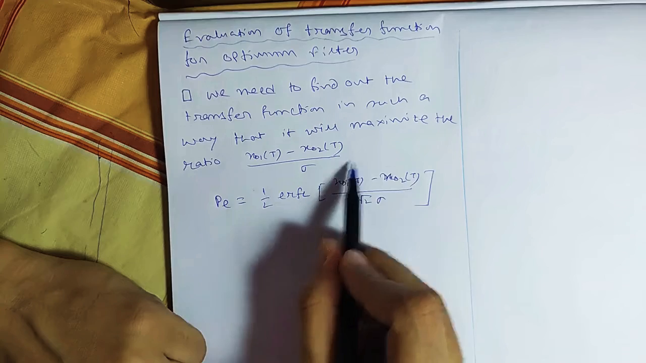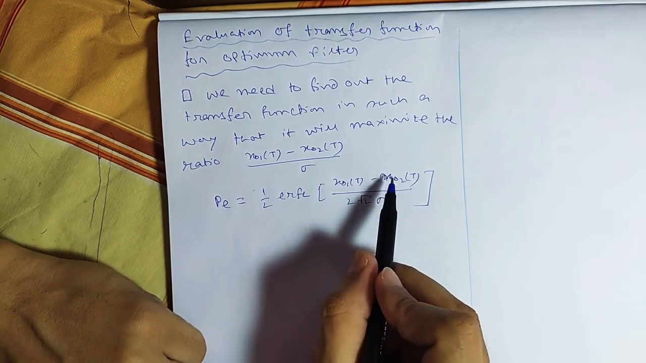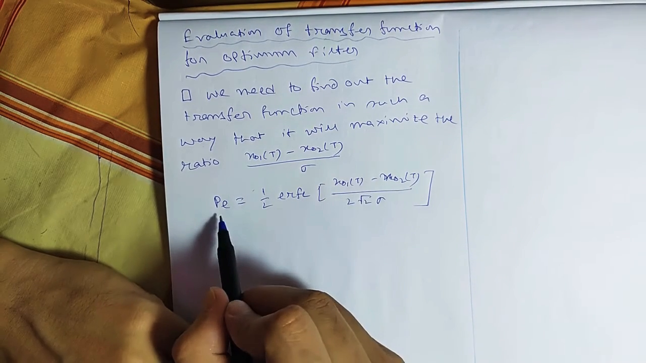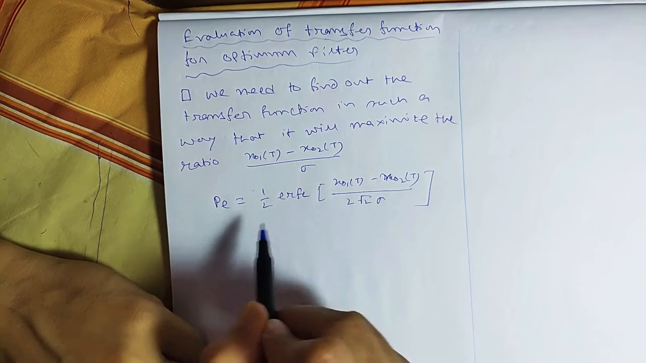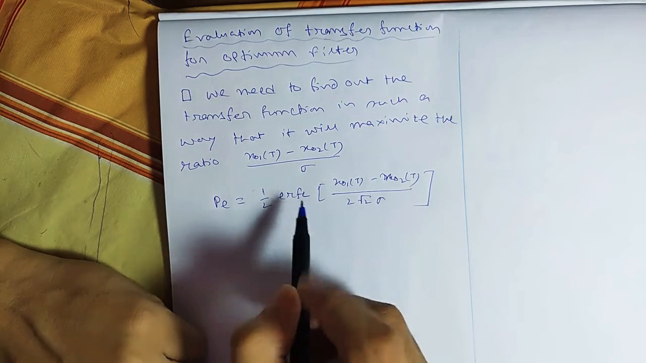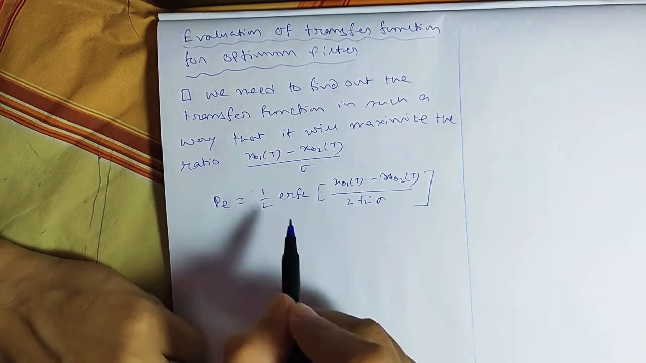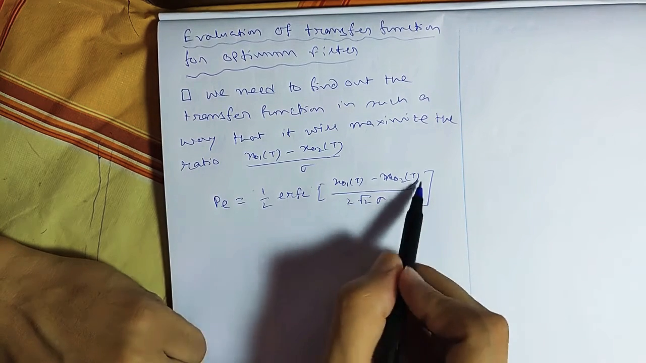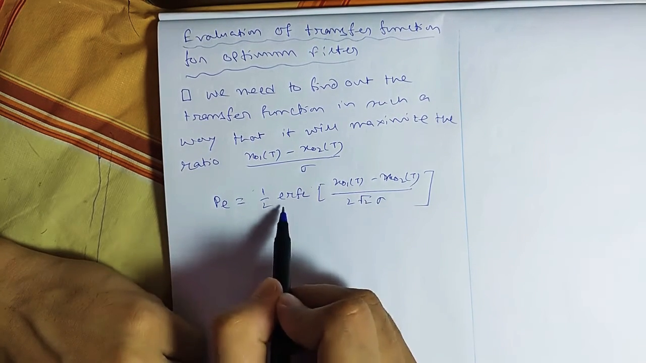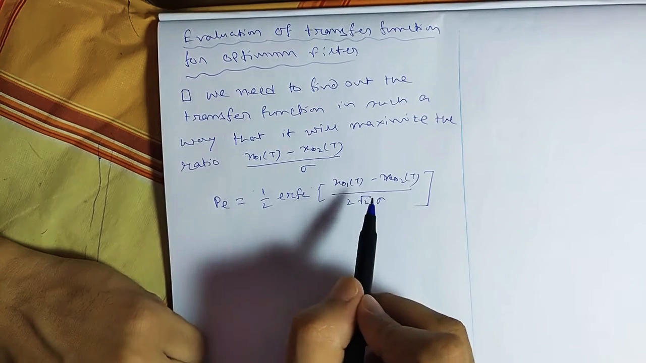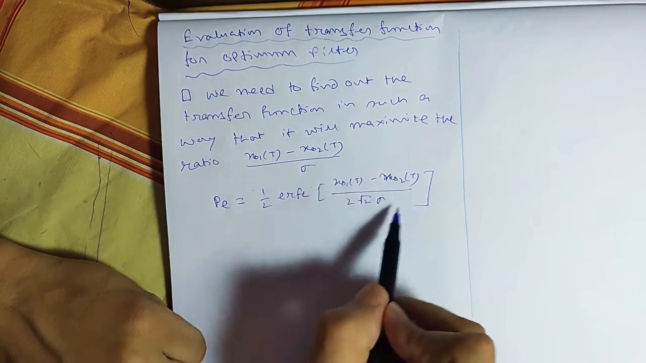Now, if that ratio is maximized, then the probability of error will be minimum because erfc is a monotonically decreasing function. If that increases, this erfc will decrease. So as a result, we need to maximize the ratio.